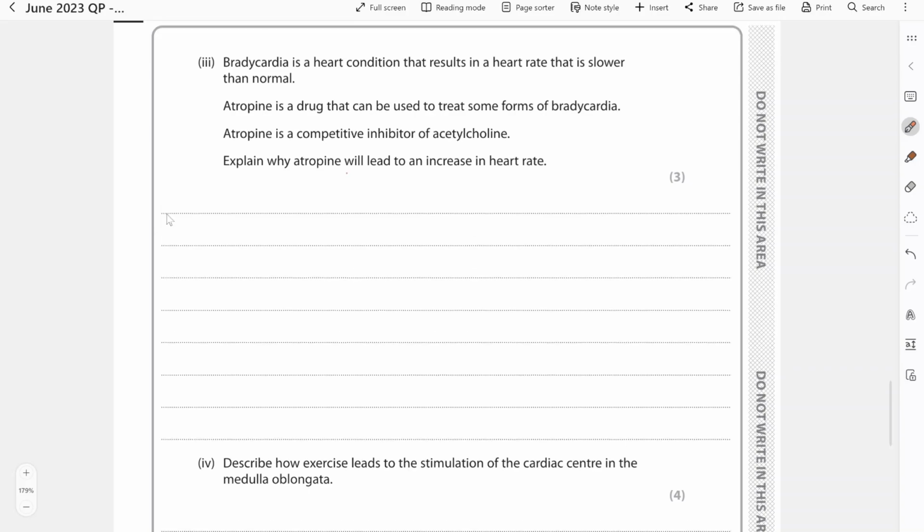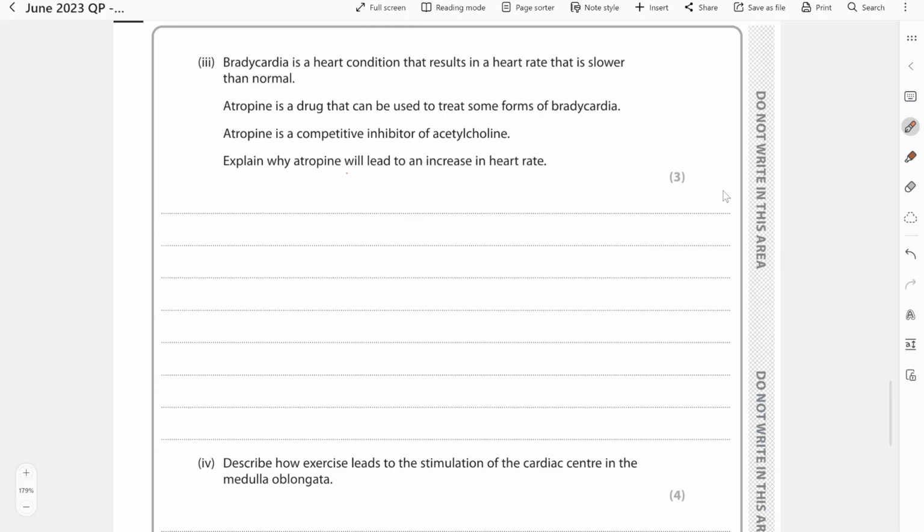So for your syllabus, you're supposed to understand the autonomic nervous system. You've got the parasympathetic and the sympathetic. The sympathetic nervous system is responsible for more of those fight or flight responses, so increased heart rate, increased breathing rate, whereas your parasympathetic nervous system is the opposite of the fight or flight. So decreased heart rate, decreased breathing rate.